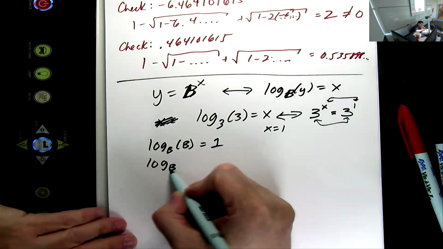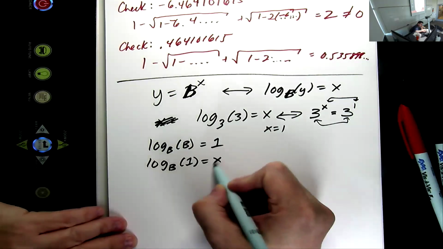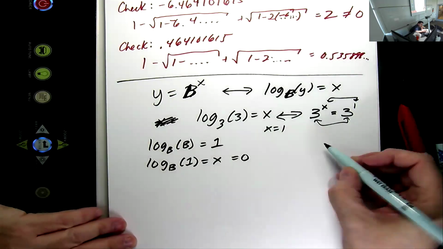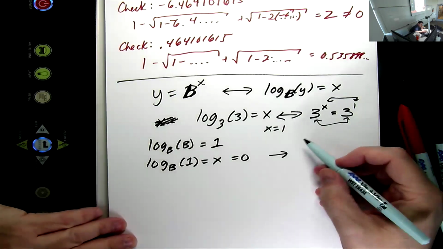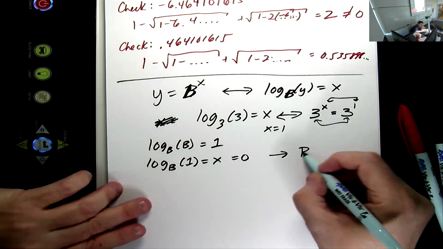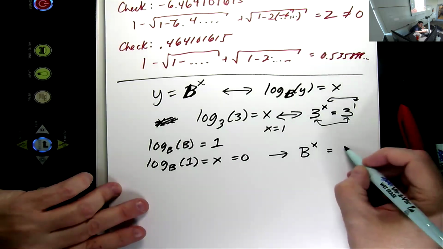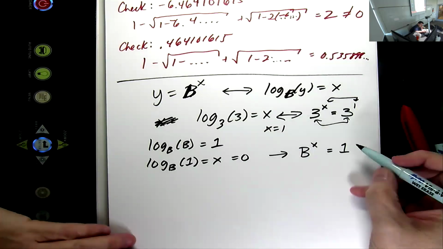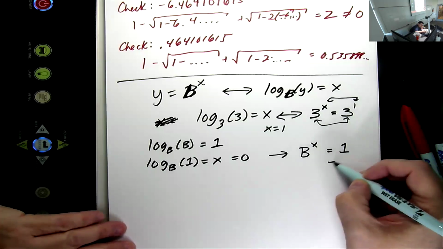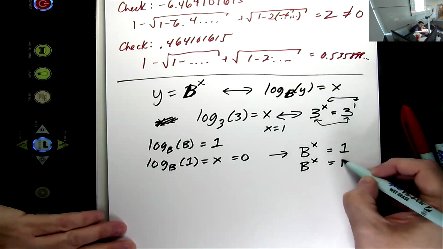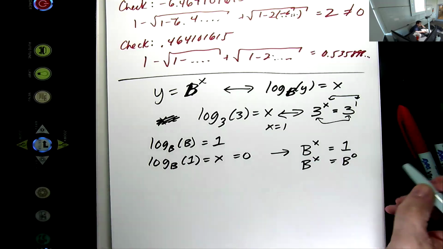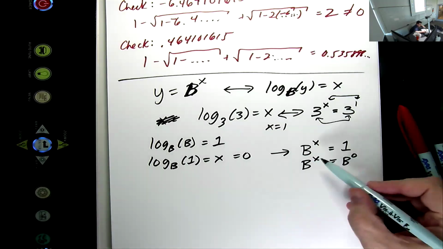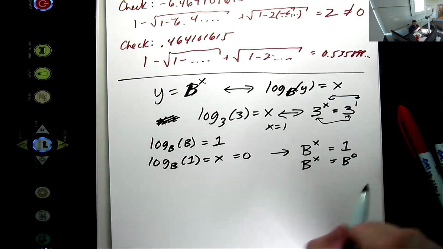Log b of 1 is 0. We can see that by doing the same thing here. B to the x equals 1. Well, I can write the right side, it's a little less intuitive. That's the same thing as b to the 0. And again, if the bases match, the exponents match.